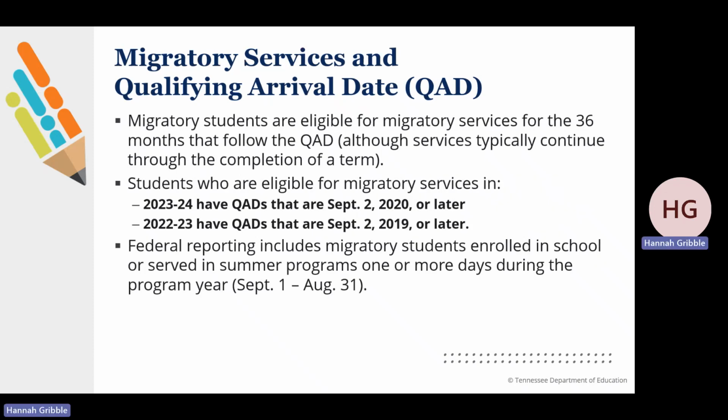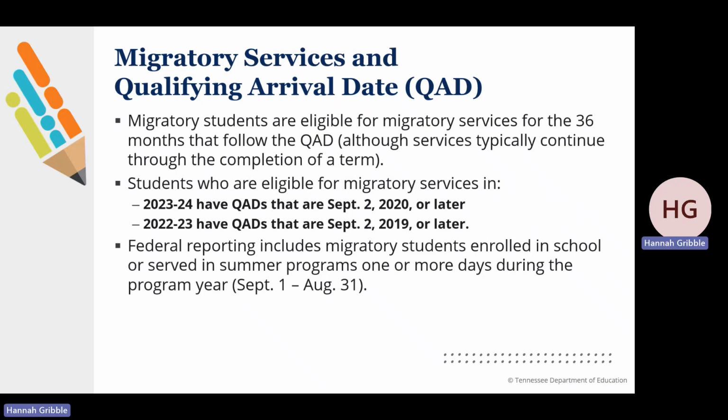Migratory students are eligible for migratory services for the 36 months that follow the QAD, or qualifying arrival date, although services typically continue through the completion of a school term. Students who are eligible for migratory services in 2023-24 have QADs that are September 2nd, 2020 or later. Students who are eligible for migratory services in 2022-23 have QADs that are September 2nd, 2019 or later.